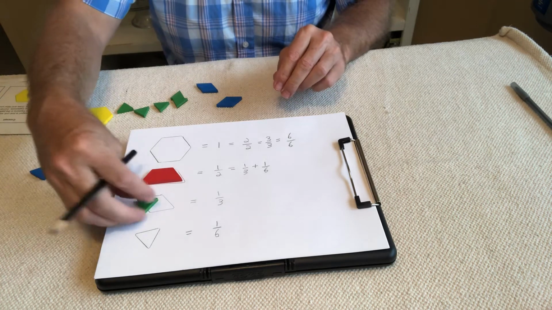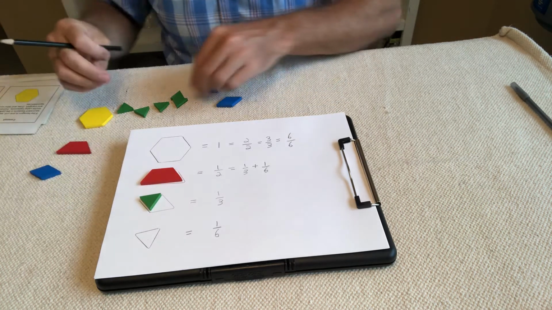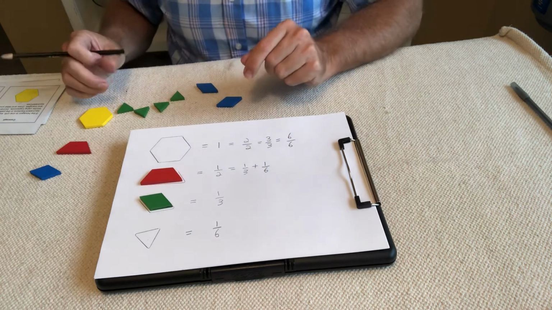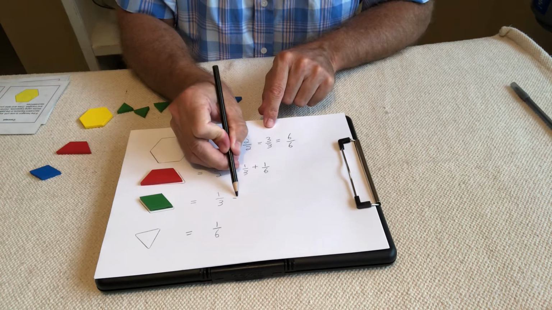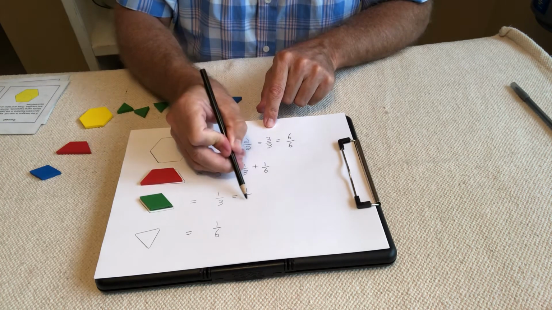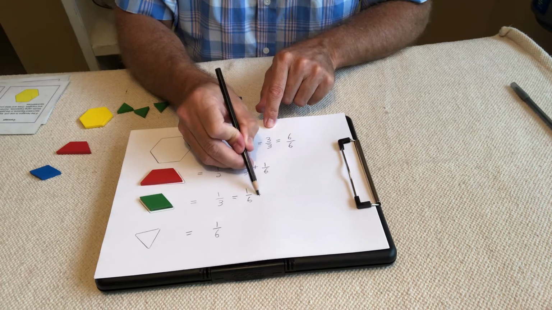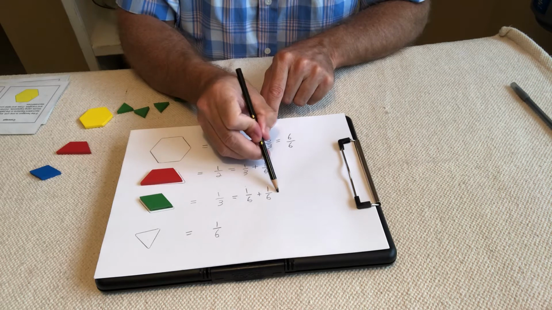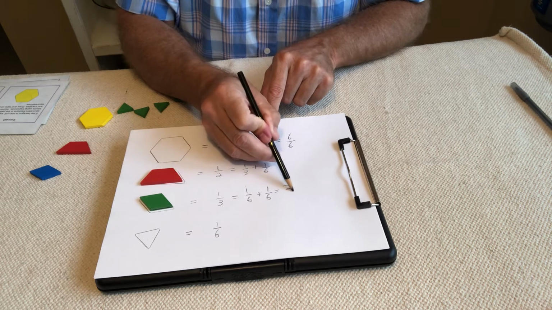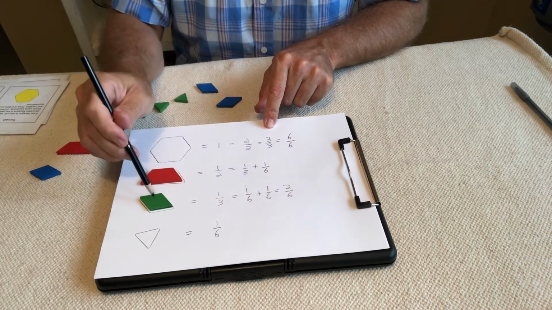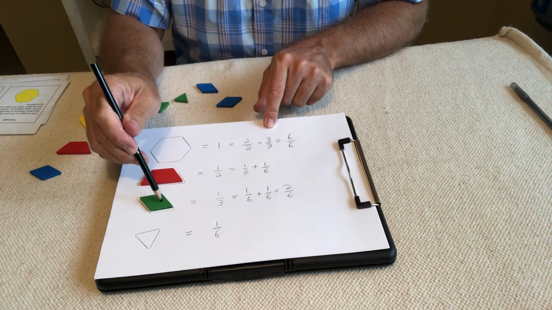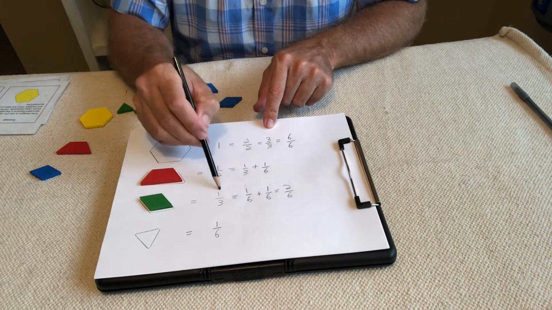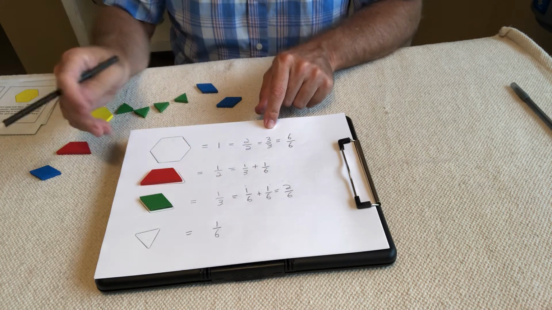Oh, I see this one already. Do you see it? There. And there, look. So that means that 1/3 is equal to 1/6 plus 1/6, which is how many sixths? 2/6. There they are. 1/6, 2/6. So 1/3 is also equal to 2/6. They're equivalent.